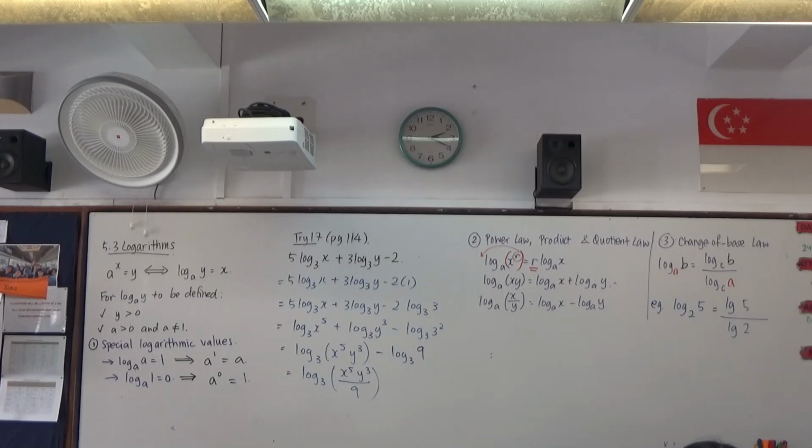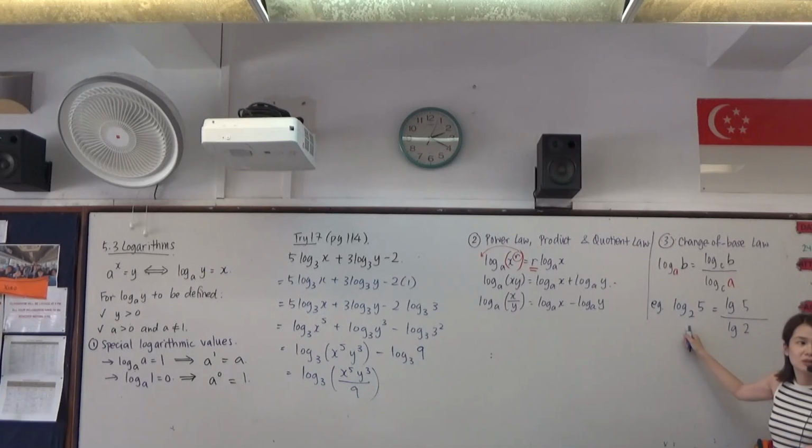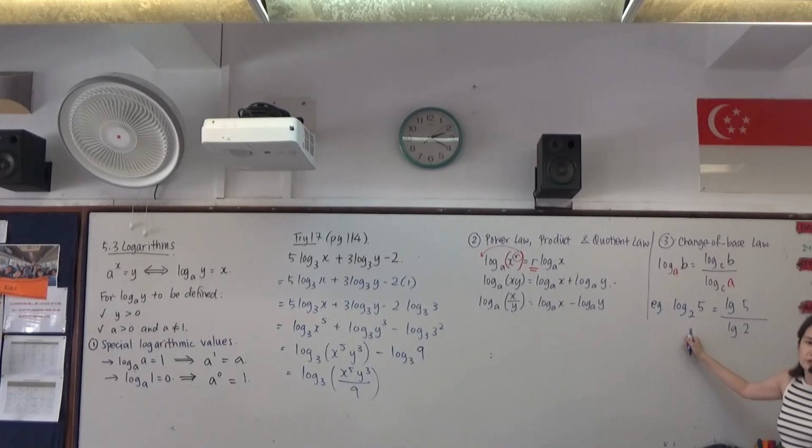Now, why is this important? Because your calculator itself only gives you a base 10 logarithm. Your calculator doesn't give you an opportunity to use a different base, so it cannot allow you to write in log 5 base 2. If I want to calculate log 5 base 2, you need to be able to change it into a base of 10.